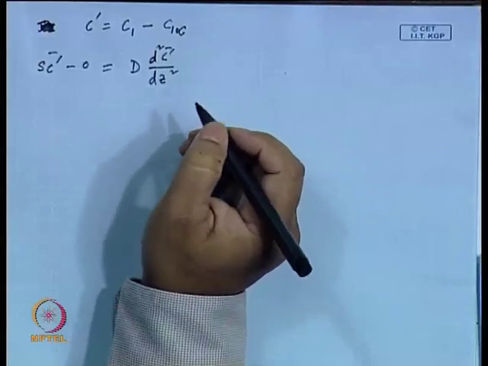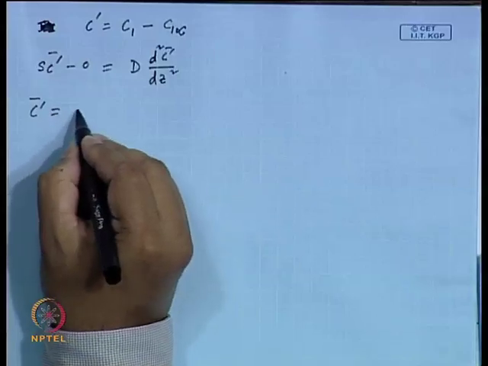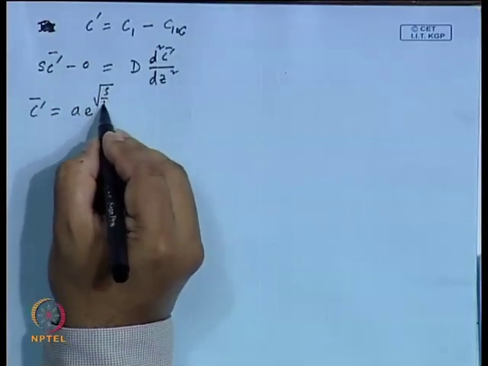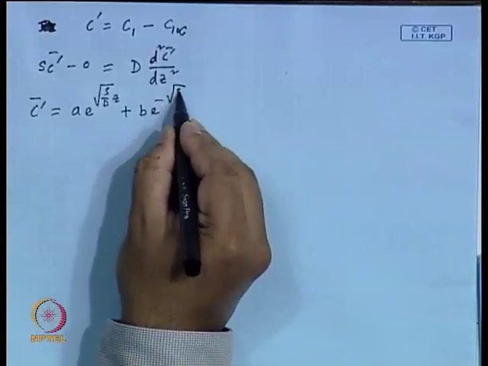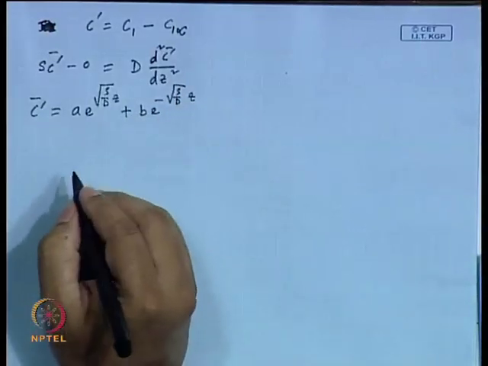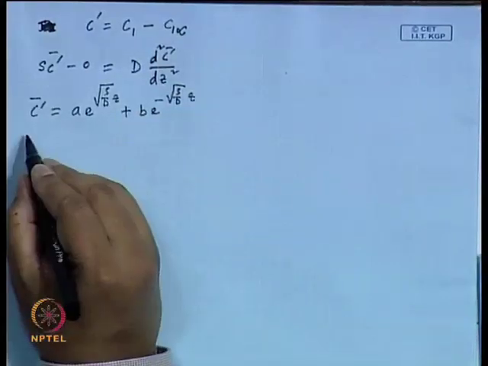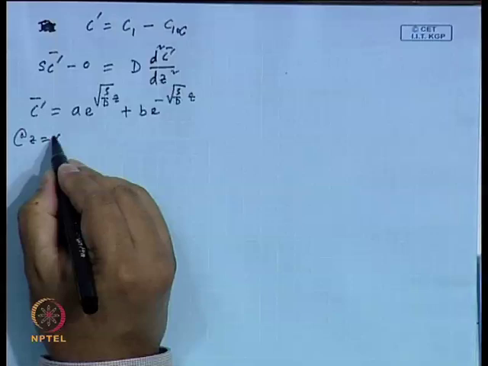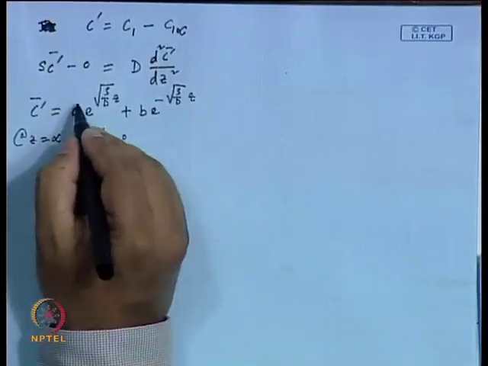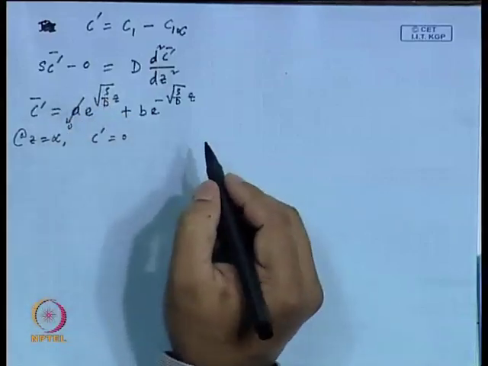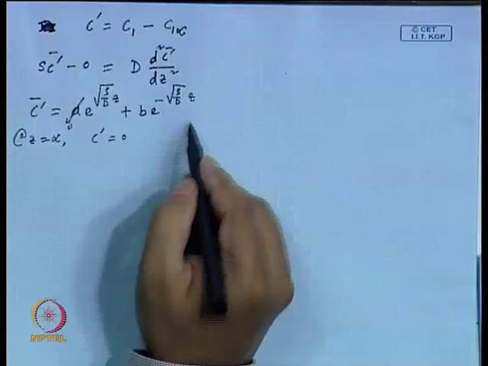right. So, as before, the solution would be C prime bar equals A e to the power square root of s by D into z plus B e to the power minus square root of s by D into z, and then the boundary condition is that at z is equal to infinity, this C prime is equal to 0, right. So, it is finite. So, this has to go to 0, otherwise this will blow up. So, this has to be equal to 0. So, this term is gone and you are left with only this term.